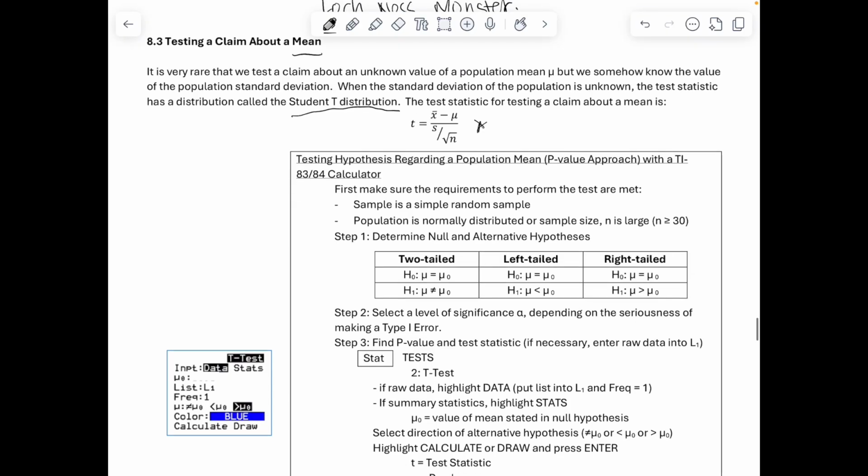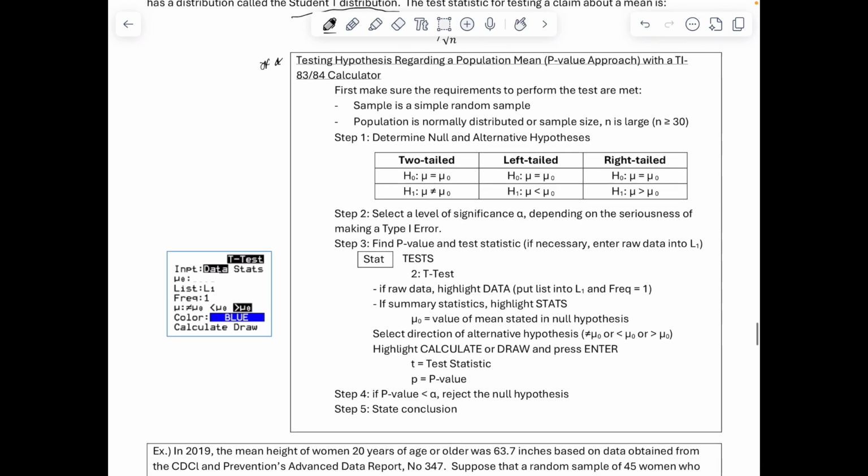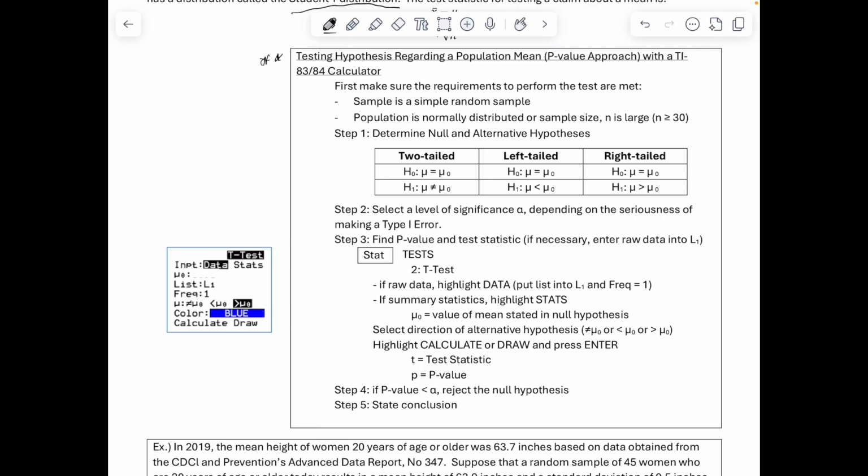However, I want you to understand that we are using a graphing calculator, and this formula is not going to be used to calculate it by hand. We're going to be using our graphing calculator. So right below that is our box that goes through how to use our TI-83/84, and this is testing a hypothesis regarding a population mean. Again, we use that p-value approach, which is the majority of the way that we are going to be doing these problems. So the first thing is to make sure the requirements to perform the test are met.